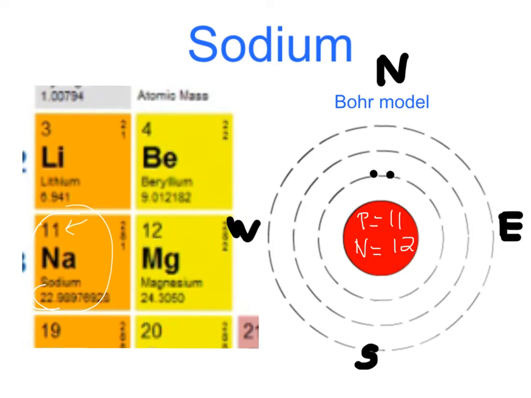Here's the system. The first electron goes here, the second electron goes here, just like below. But then after that, you have to split them up before you double them up. So watch. Here's where the third one goes, in the east. The fourth one goes in the south. Watch out, make sure you're in the second level still. The next one goes in the west.